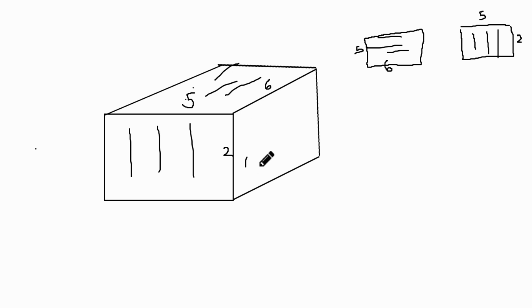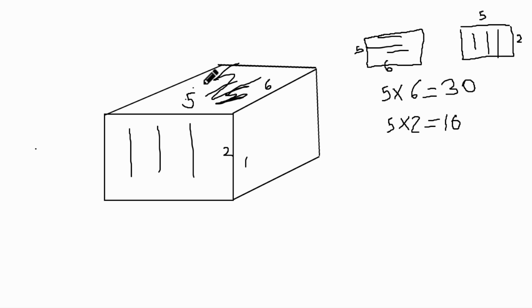Okay, so if we do that over here, for this rectangle, it will be 5 times 6, which is 30, and for this one it will be 5 times 2, 10. So basically we figured out that for this one here, the surface area is 30. Okay, and for this one here, we figured out it's 10. The surface area is 10.